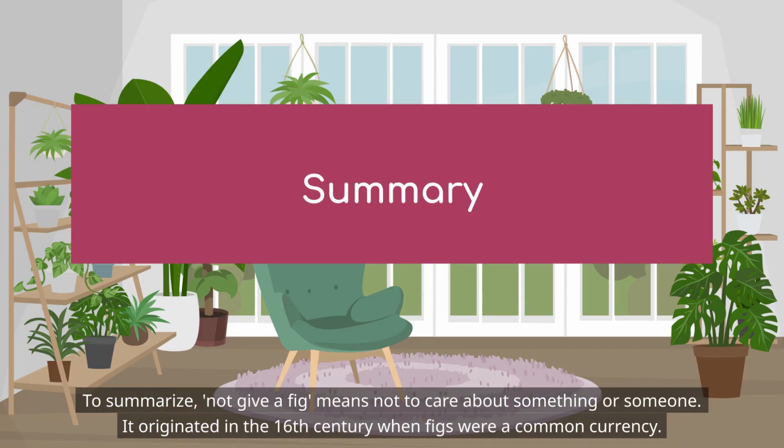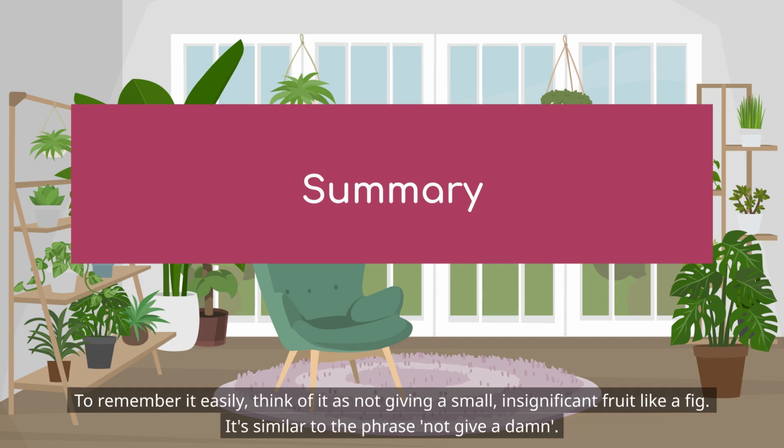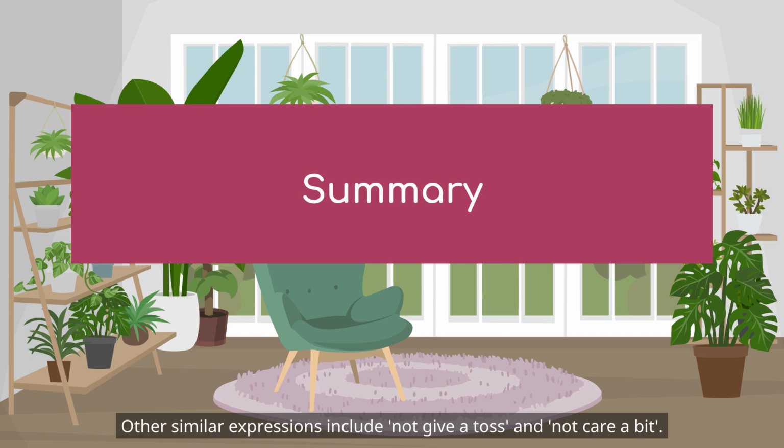To summarize, not give a fig means not to care about something or someone. It originated in the 16th century when figs were a common currency. To remember it easily, think of it as not giving a small, insignificant fruit like a figure. It's similar to the phrase "not give a damn." Other similar expressions include "not give a toss" and "not care a bit."